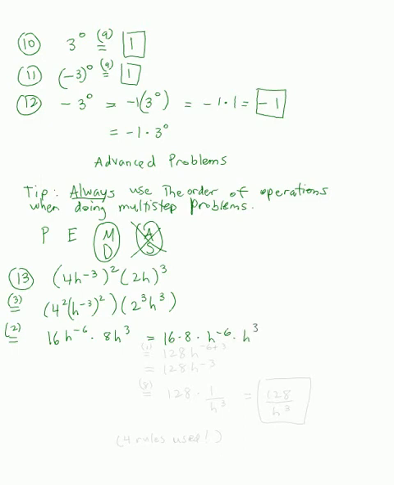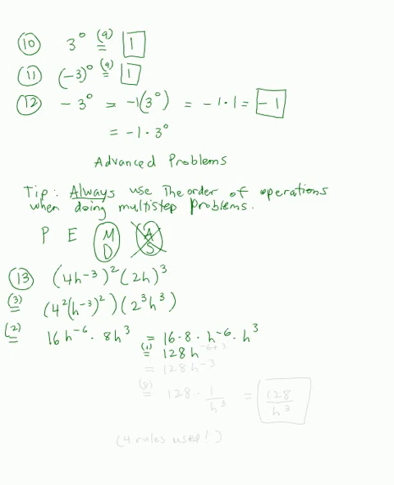Just so we have the numbers next to each other that are compatible. So 16 times 8, if we were to figure that out, we get 128. And what do we do with h to the -6 times h cubed? We look at rule 1. That's the product rule. We add the powers together.